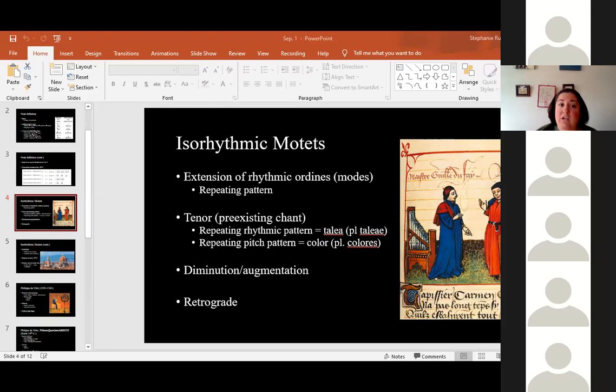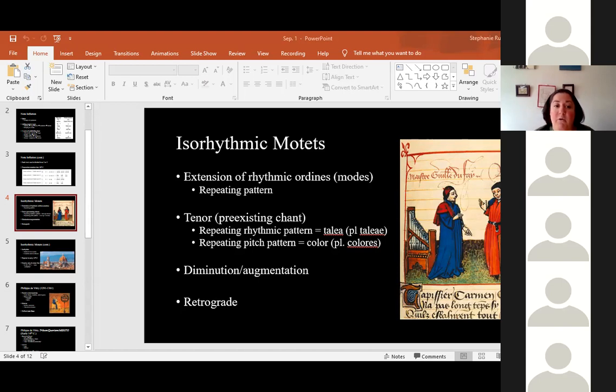The talia could be manipulated by diminishing or augmenting the rhythms, so I can slice my rhythms in half or double them. And the colores could be manipulated by using them backwards in retrograde, much like we do with 12-tone composition in the early 20th century. Does that make sense? How we can manipulate each of these patterns? Okay, I'm going to say yes, because I don't hear questions and I don't see hands.